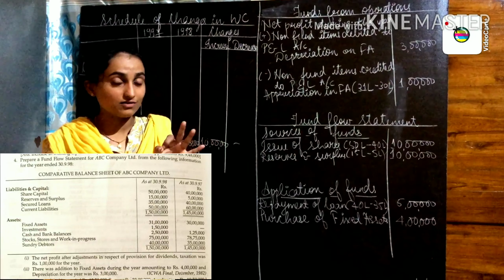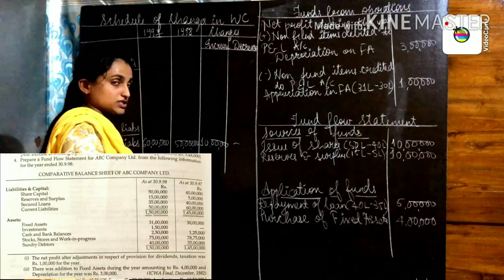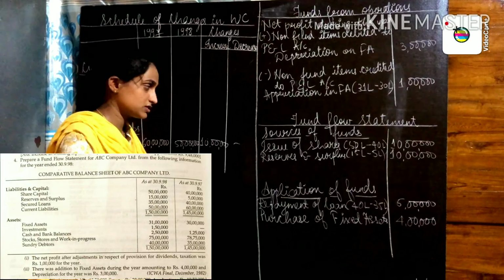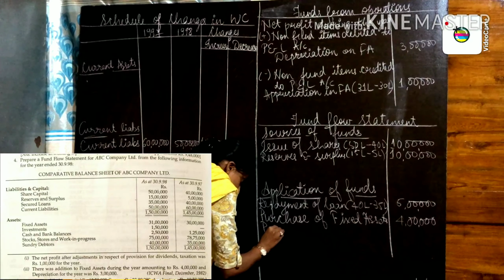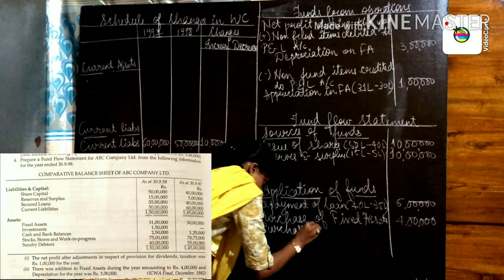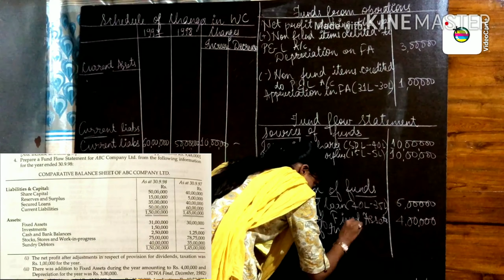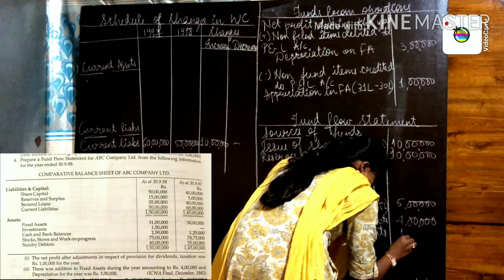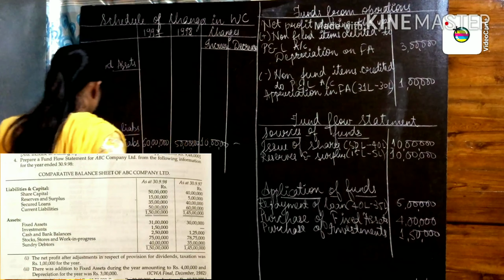At the year end, we have investments. That means we have purchased investments. So when we purchase investments, it involves payment of cash, and that means there is a flow of application of funds. So purchase of investments is an application. Purchase of investments, 1,50,000.